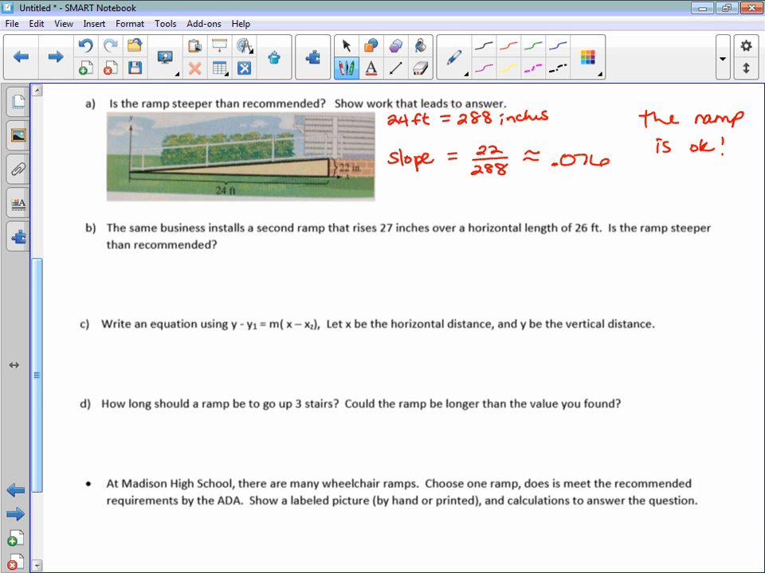Walking around, it looked like you set this up right. We are checking 27 over 312, and you get approximately 0.087. Yes, okay. Is that okay or not okay? So yeah, the answer to the question is yes, it's steeper than recommended, okay? So the ramp is too steep.